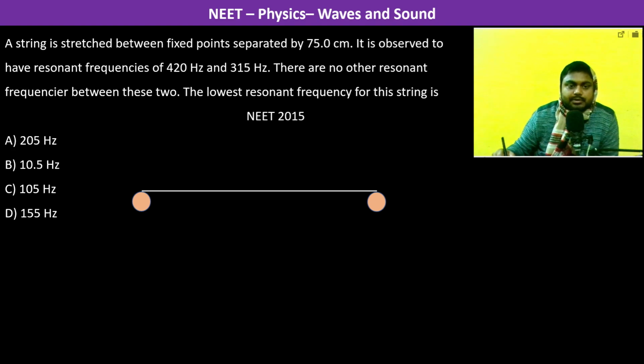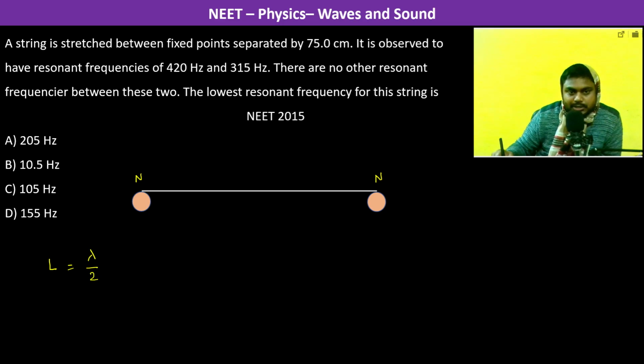String is stretched between two fixed points. So these are the two fixed points. So this must be a node and this also must be a node. Now we have to observe the pattern which is going to be there. So let us say there are only these two nodes. So therefore the length will be lambda by 2. Okay, so this will be equal to L.